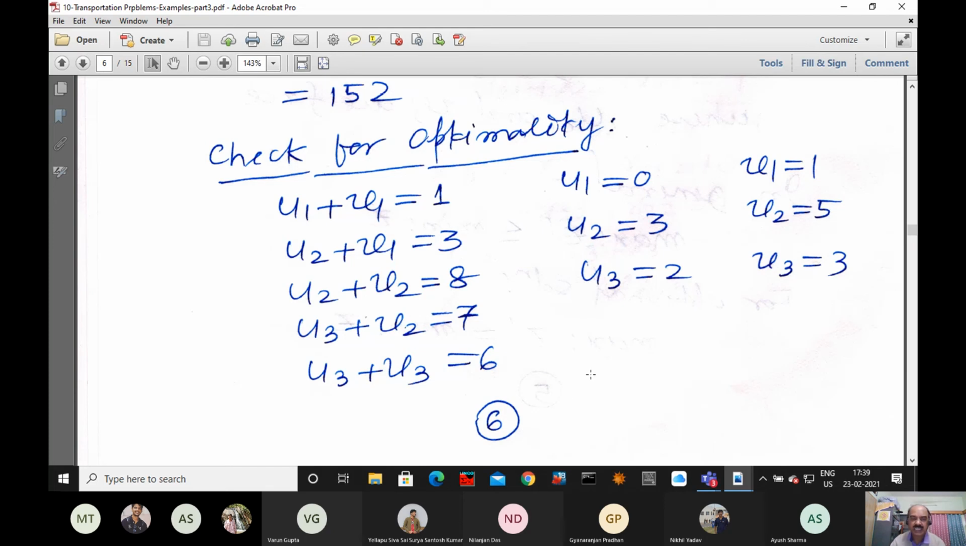Okay. So I think there is a mistake here. U2 plus V1 equal to 3. So since V1 equal to 1, U2 has to be 2, not 3. This will be 2. Okay, I'm sure. Then since U2 equal to 2, V2 equal to 6. It is not 5, it is 6. Once you have got V2 equal to 6, then U3 equal to 1. Whatever values I calculated earlier are all wrong, because one of them was a mistake.